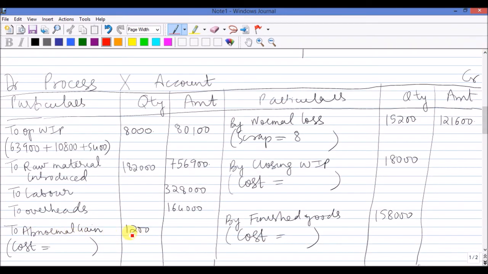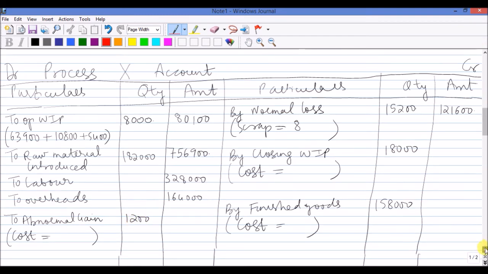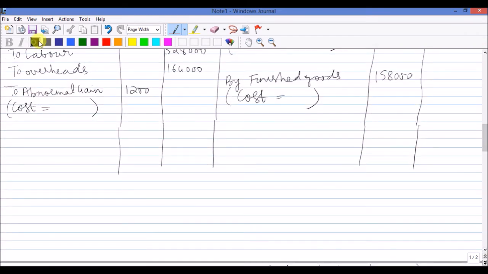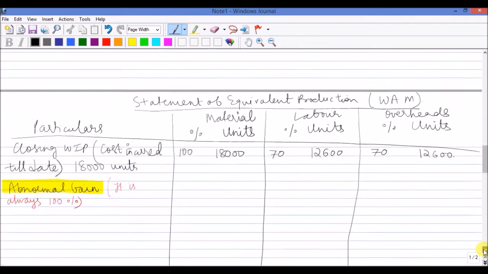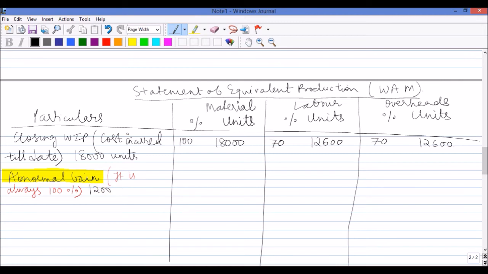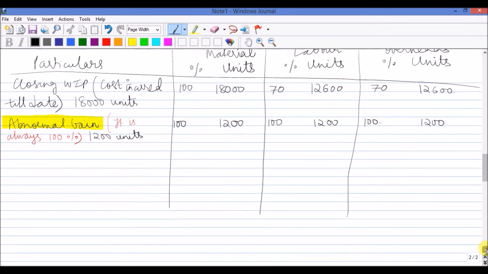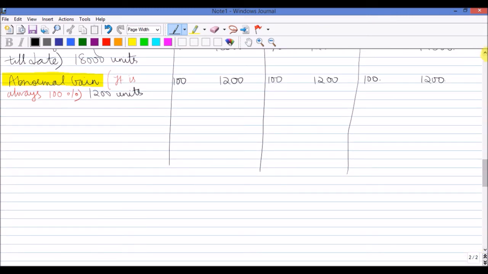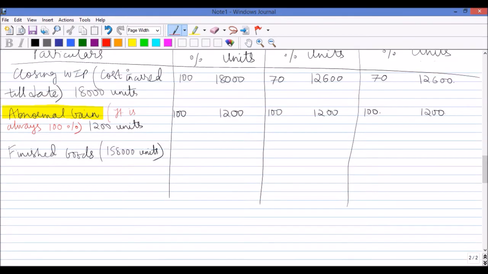So the abnormal gain which they have given us is 1200 units. So I am taking here 1200 units, and this will always be 100% for material, 100% for labor, and 100% for overheads. So 1200, 1200, and 1200. So this is something new which you have learned in this part. And now the very crucial part.